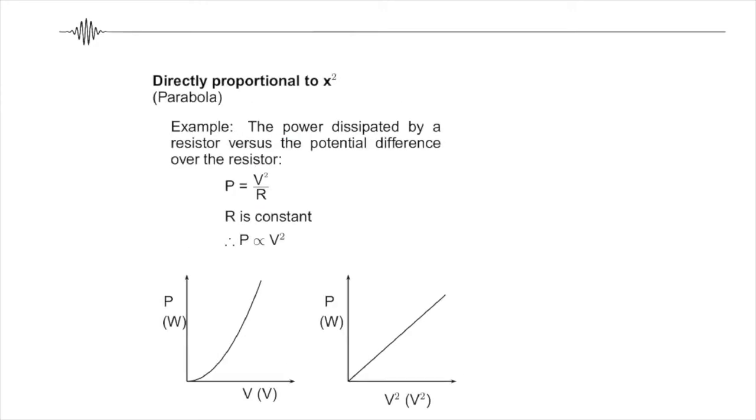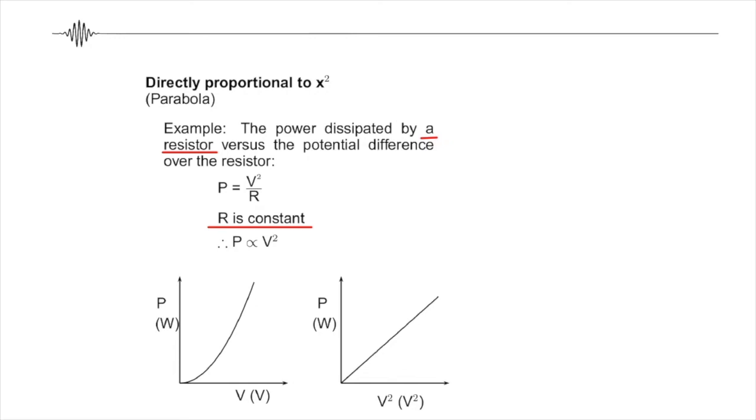In the next one, we look at directly proportional to x squared, and this is where we find the parabola. Now here the example is the power dissipated, so we're looking for P by a resistor versus the potential difference. So we need P and V, and since they tell you they're working with a resistor, then R is going to be my constant. So I can look at that equation with R constant, and that will tell me P is directly proportional to V squared, and that gives me a parabola.